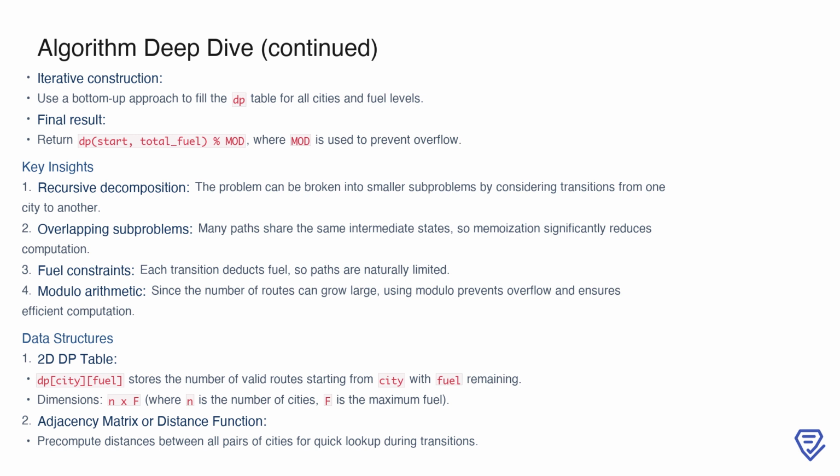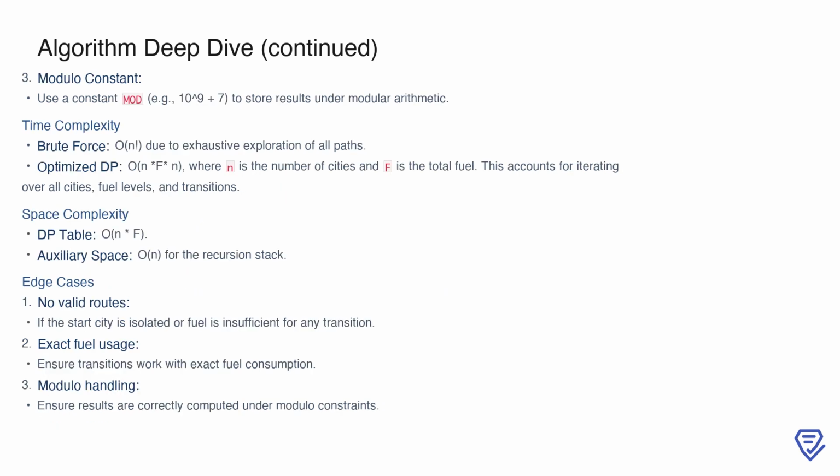The key data structures include a two-dimensional dp table, where dp[city][fuel] records the number of routes from a specific city with a given fuel level, and an adjacency matrix or a distance function to quickly determine the fuel cost between cities. To ensure efficient computation, we use a modulo constant, such as 10^9 + 7, for all operations to handle large numbers.